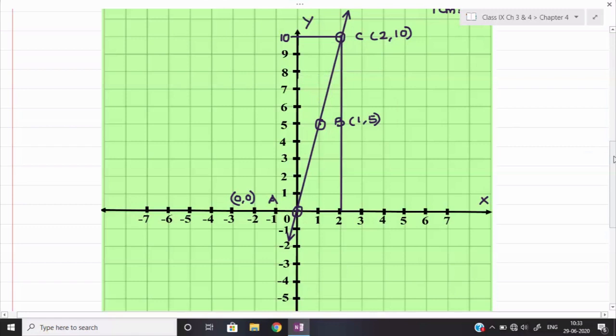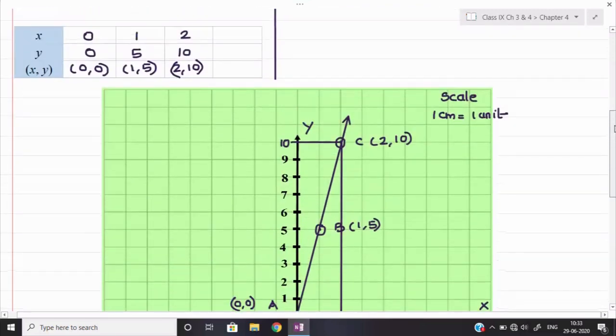You can try on the graph paper on your own. Suppose the value of x is given here as 3. From 3 you draw one vertical line, and it will intersect the line drawn. From that point of intersection you draw one horizontal line towards the y-axis, and whichever point the line intersects the y-axis, that point will be the value of y. So here we have found it in this manner.